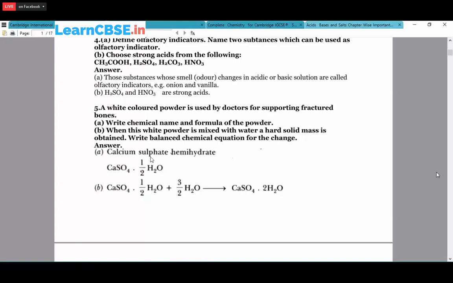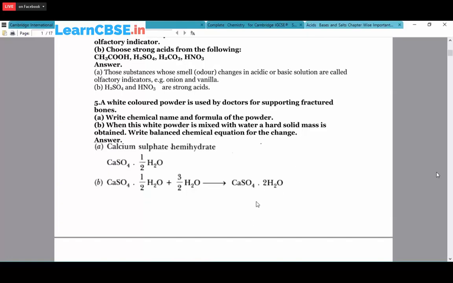The white colored powder used by doctors is calcium sulfate hemihydrate. The formula is CaSO4, calcium sulfate. Hemi means half, hydrate means water, so 1/2 H2O. So this is the formula. Now when you mix it with water, 3/2 H2O, it forms CaSO4.2H2O. This is the solid mass.